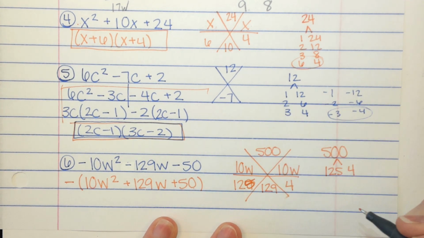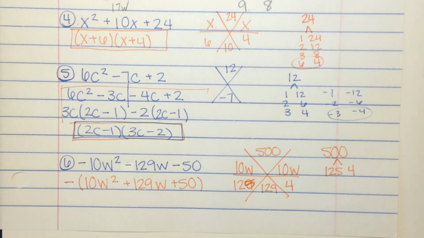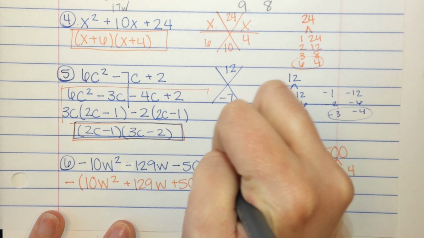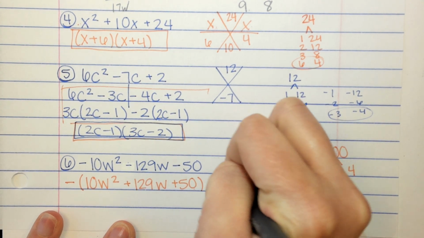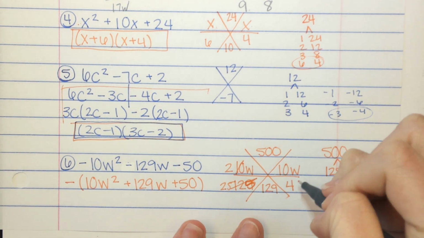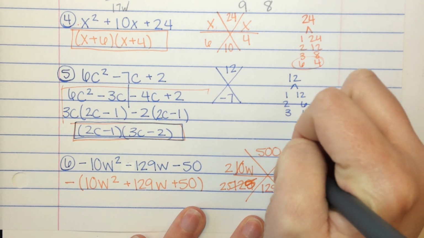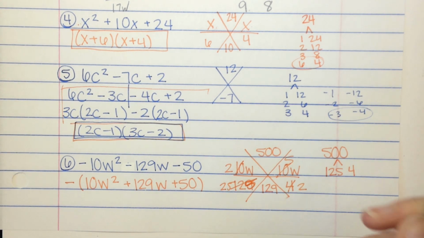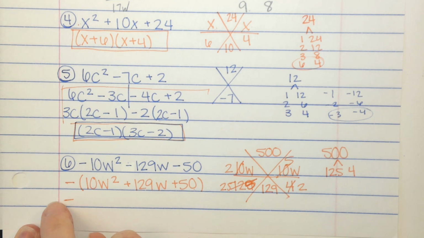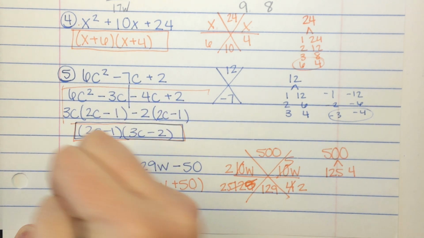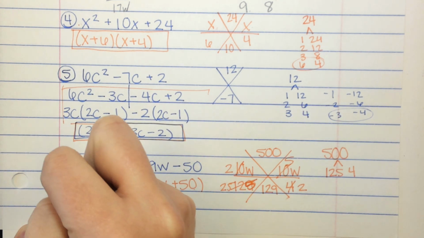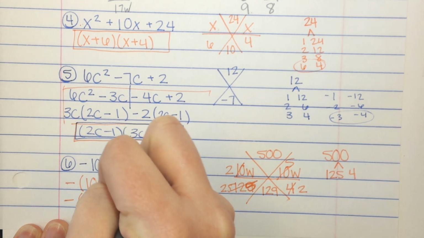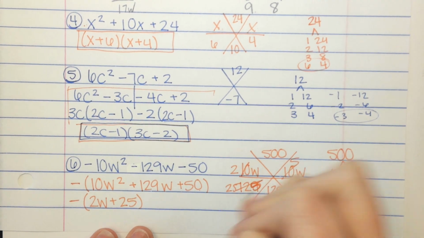So we simplify the fraction. If you do 10 over 125, that simplifies to 2 over 25. Okay, and if you simplify 10 over 4, you get 5 over 2. So that leaves us with, remember, you got to leave the negative up front, your GCF. We have 2W plus 25 and 5W plus 2.